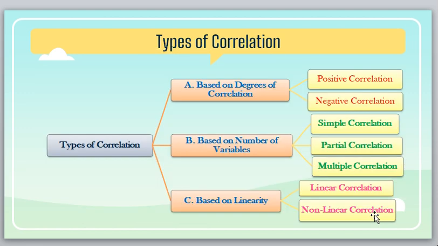And now moving on to the next, the types of correlation. Based on the degrees of correlation, we have positive correlation, negative correlation, or no correlation. We are not including no correlation since it's 0. Next, based on the number of variables, we have simple correlation, partial correlation, and multiple correlation. And based on linearity, we have linear correlation and non-linear correlation. So let us look at them one by one in a very brief manner.